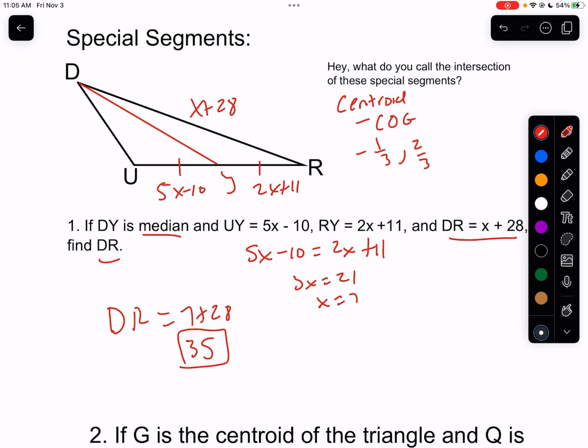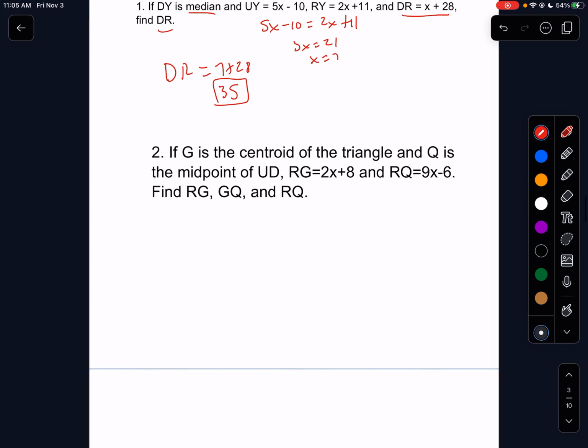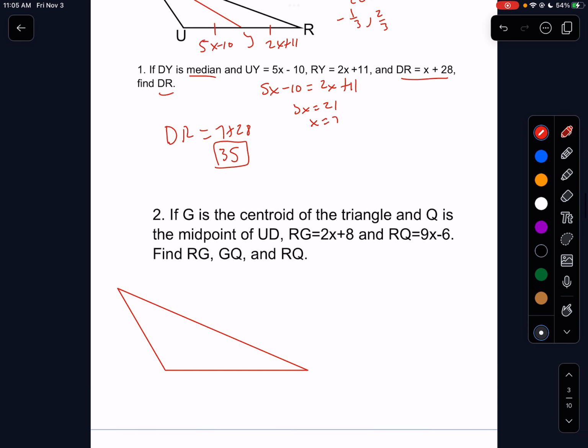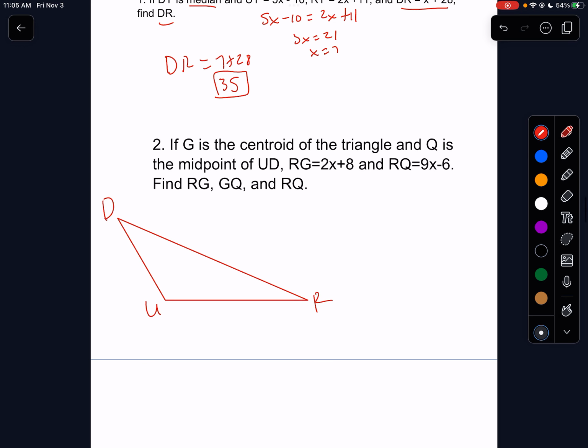Woo! These are fun. Same triangle. I'm going to go ahead and redraw just another triangle down here. It's the same triangle, new problem. That's triangle DUR. All right, it says if G is the centroid, I don't know where to put that, but we'll figure it out.